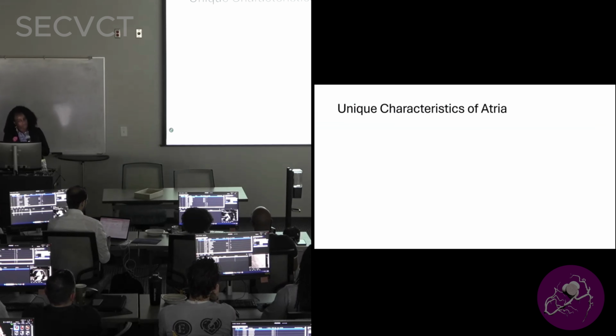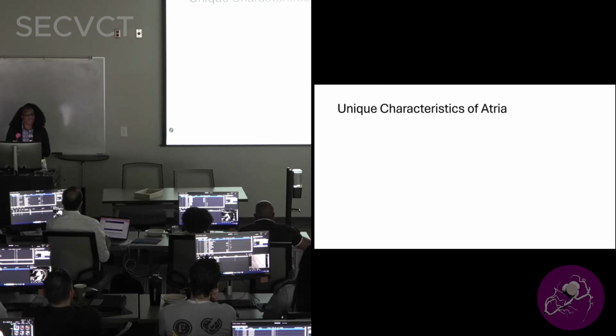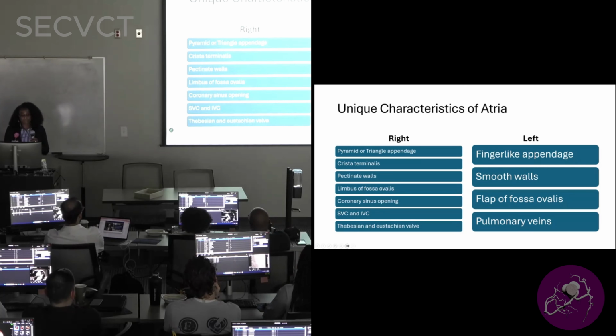So let's go back through some of these unique characteristics of an atria. For some of our anatomists or people who love the path lab and all that other stuff in med school, what are some unique characteristics of our right and left atria? Anybody? All right, so we have pretty much your right and left. Someone could have answered with that.